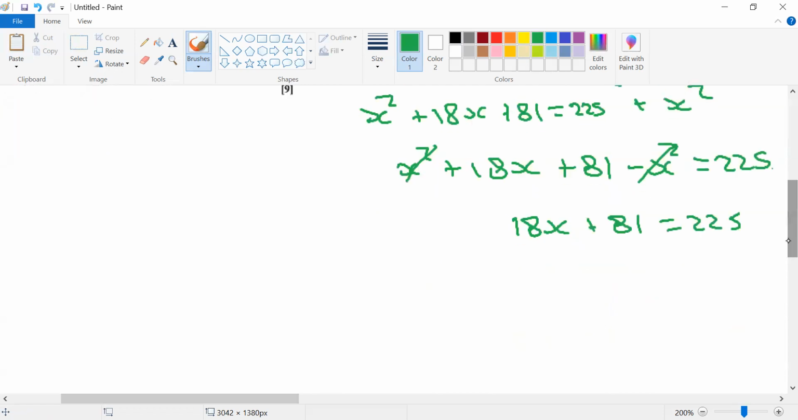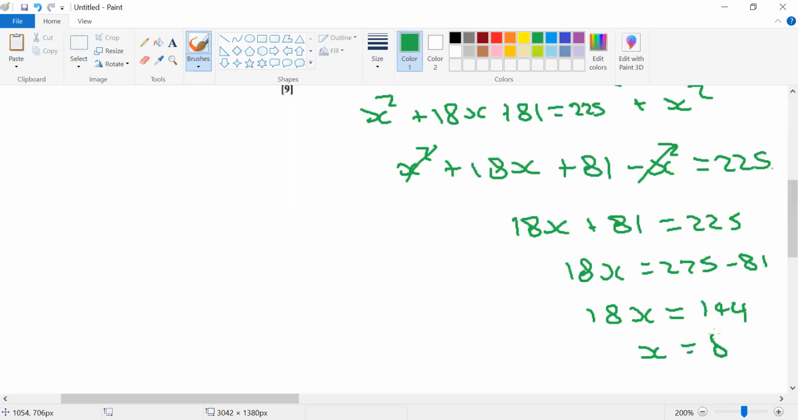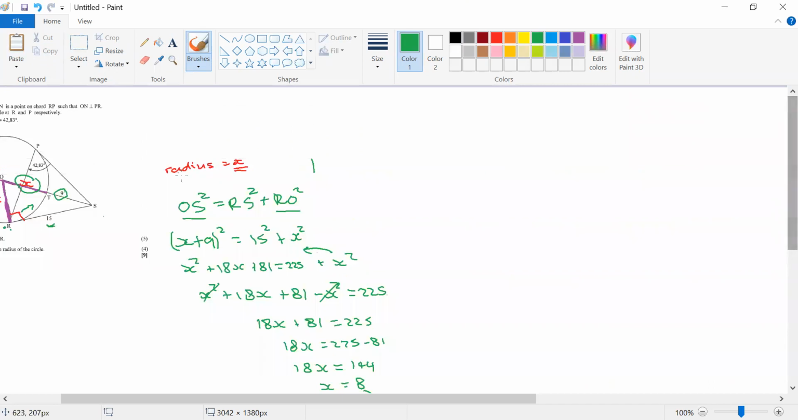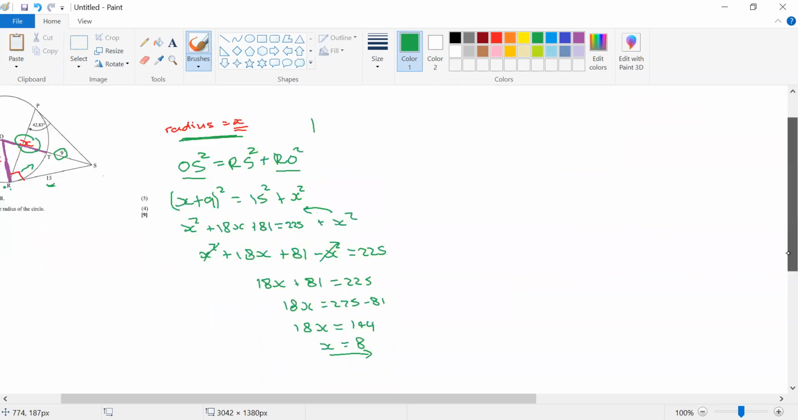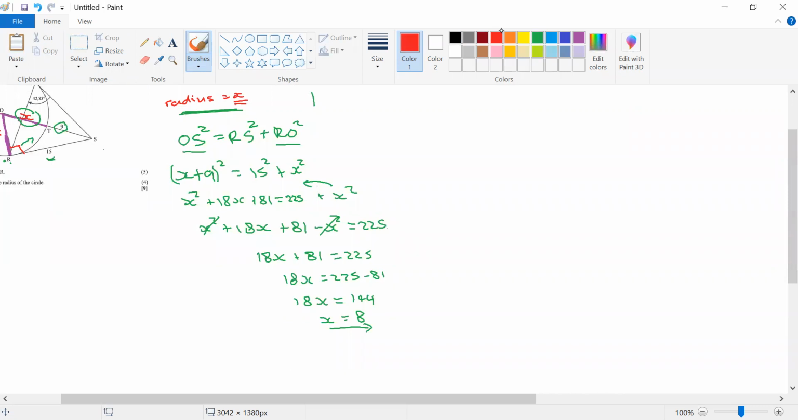And then to simplify this, 18x is equal to 225 minus 81. And then 18x is equal to 144. x is equal to 8. So we already have established that x is our radius. So our last statement would just simply be that the radius is equal to 8 units. All right, are there any questions? No.